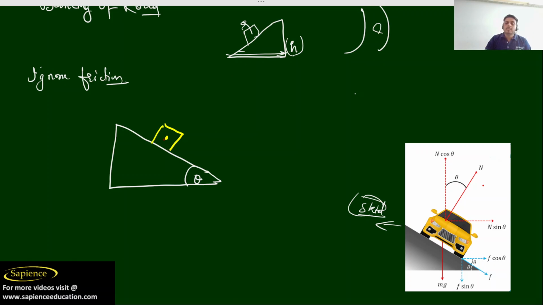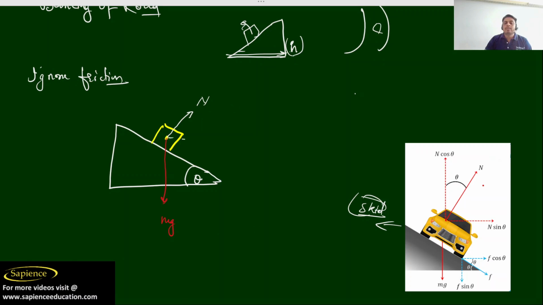So tell me, what type of force will act downward? Definitely downward will be mg. Let us consider a reaction force. The reaction force will always be perpendicular to the surface. So this is the normal reaction force.